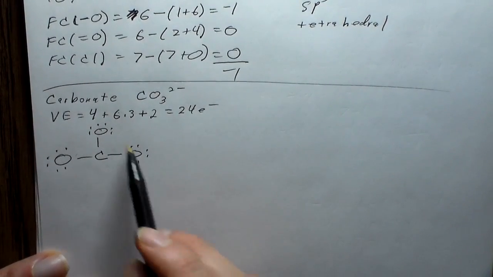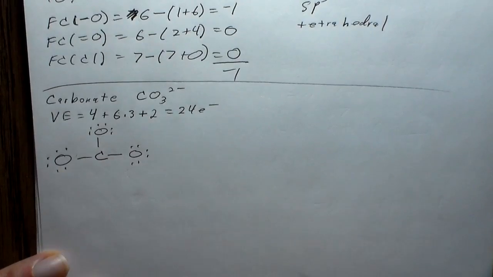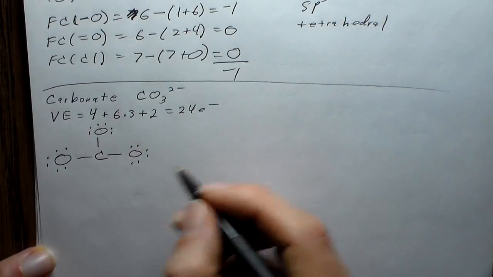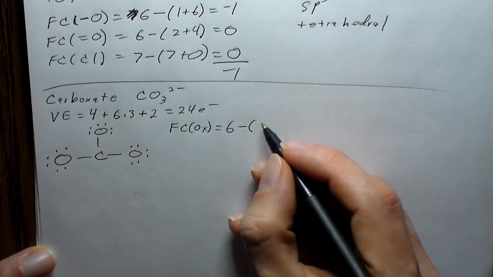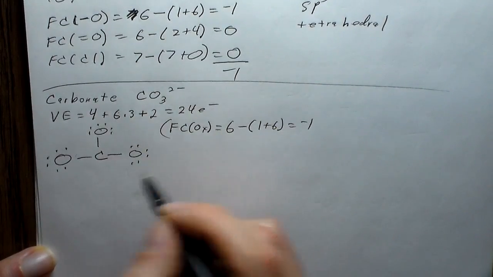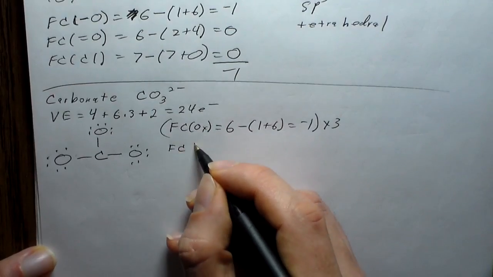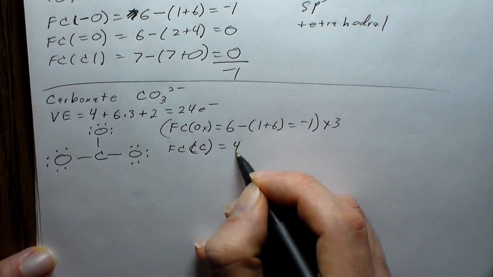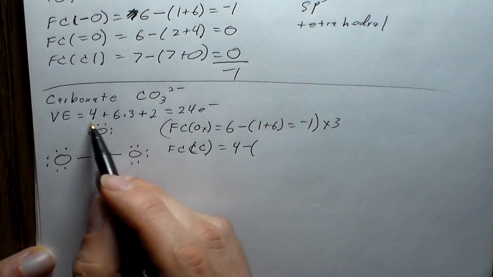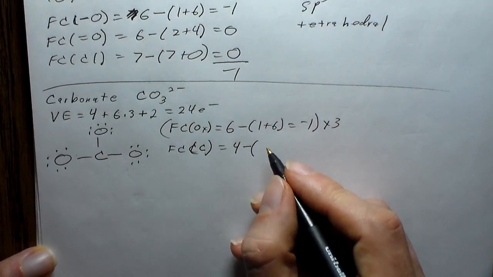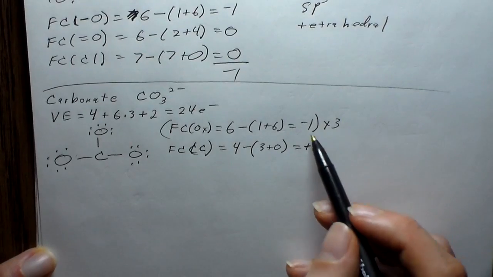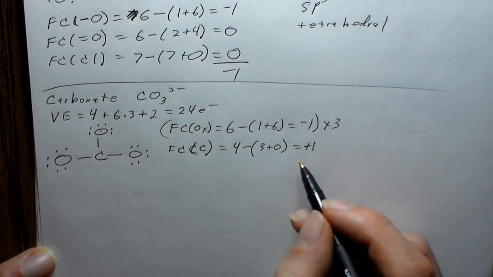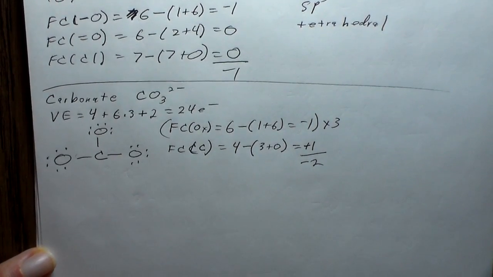All right, and then we just go here and calculate my formal charges for all of these. So for my oxygen, we've seen this a bunch of times. So 1 line and 6 dots. And of course I have 3 equivalent oxygens. And then for my carbon, in this case that's going to be 4 minus, because that's my valence electrons, minus 3 lines and no dots. So this is just going to be a +1. So that's going to be -3 plus 1, that's a -2, which of course is my charge in the ion.